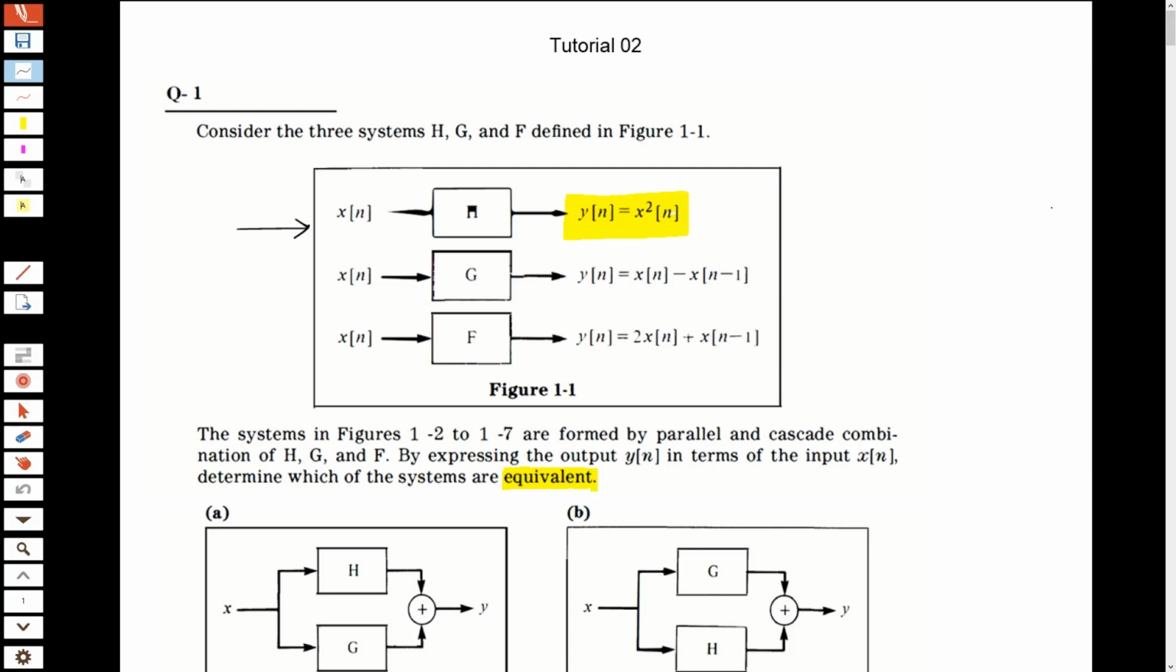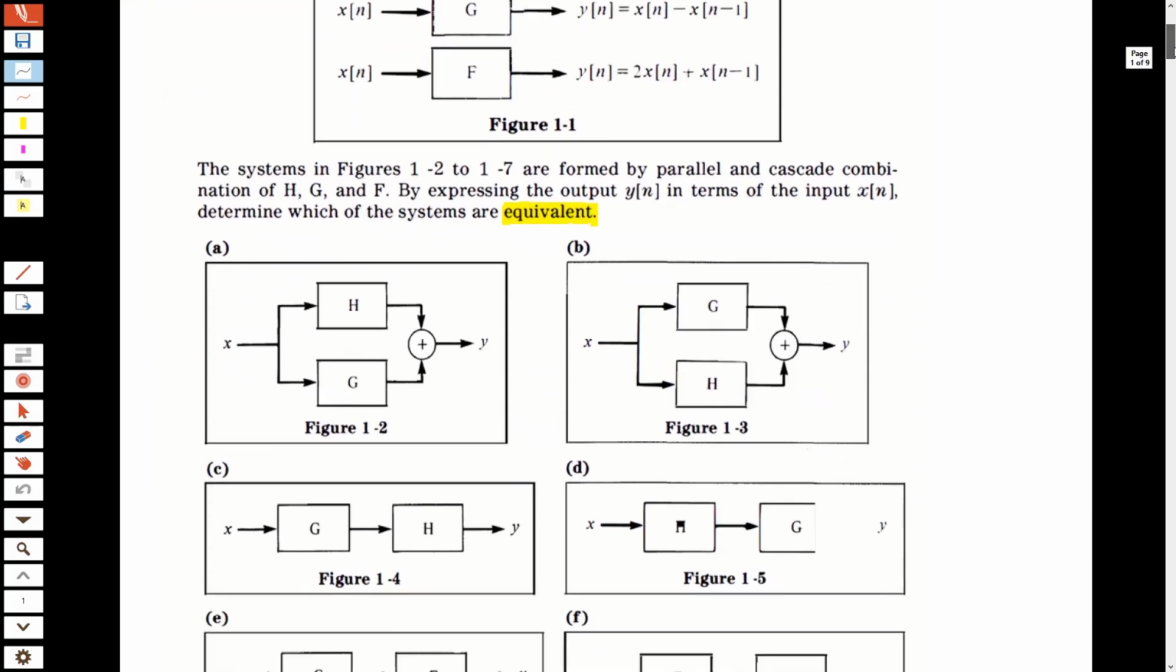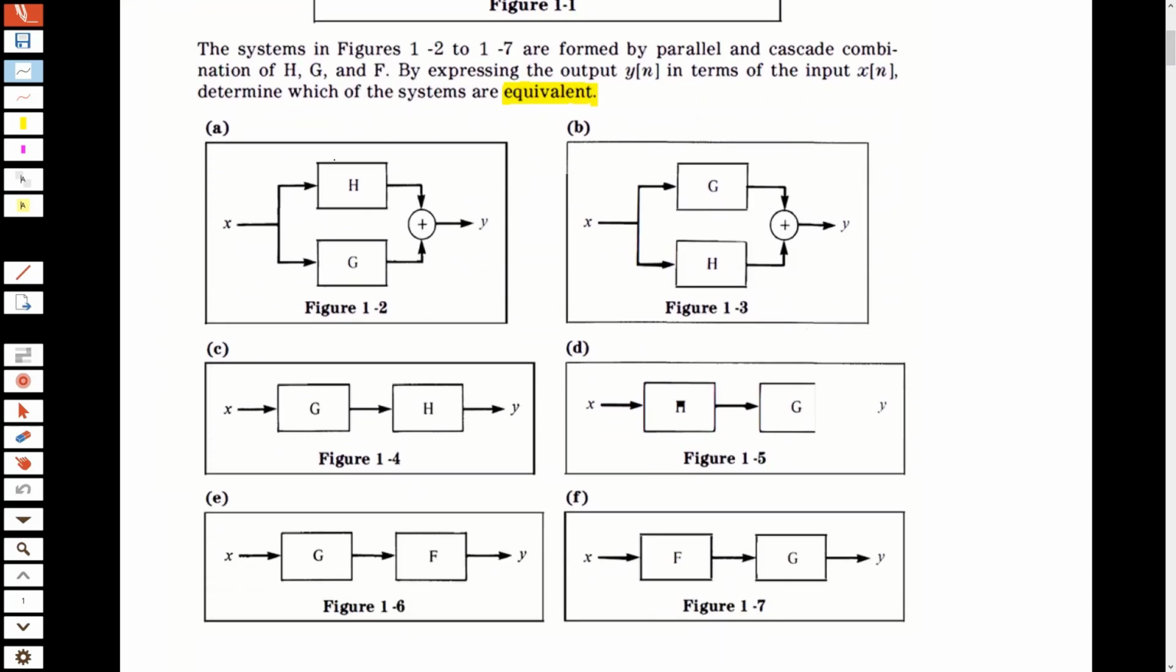Then it says that in figures 1.2 to 1.7, there are different combinations of these H, G, and F shown, right? And it says by expressing the output y[n] in terms of input x[n], determine which of these systems are equivalent. Now, parallel you already understand, and cascade basically means series.